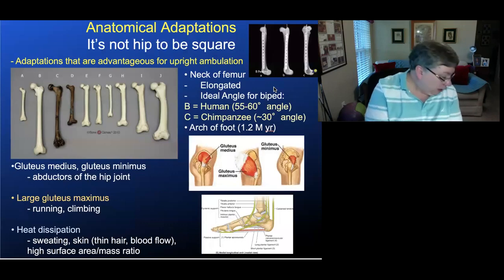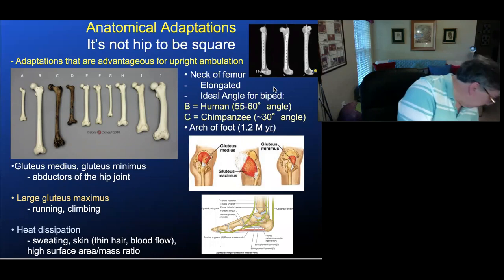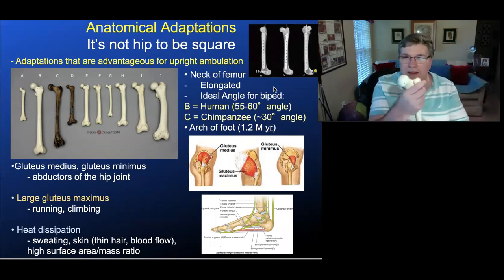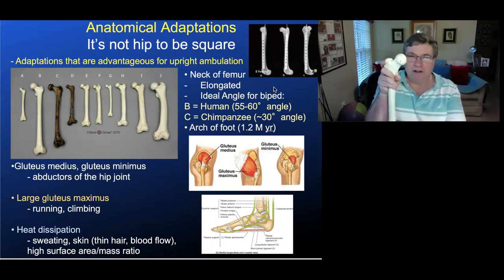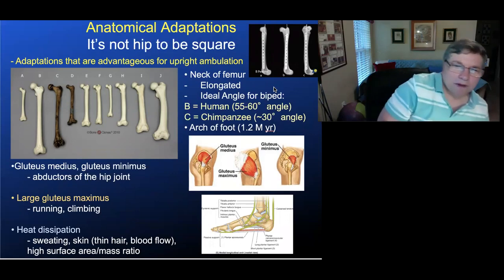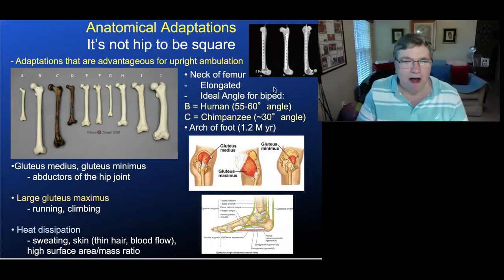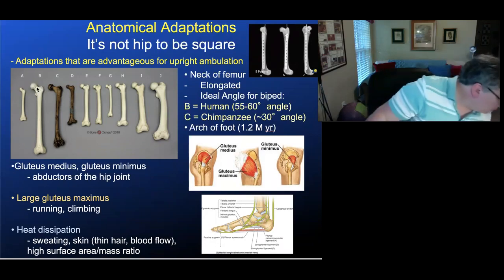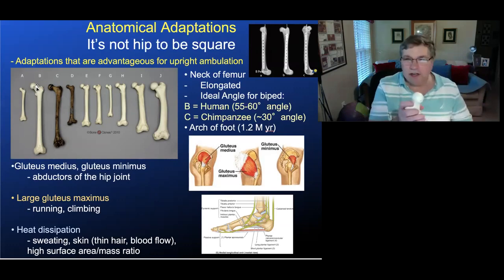Okay, some adaptations. We talked a little bit about the hip joint, a little bit more about the hip joint, and there's the femur. There's its kind of optimal angle. So in humans, it's about a 55 to 60 degree angle. That's B right here. So you notice it's fairly steep. The advantage is for being upright.